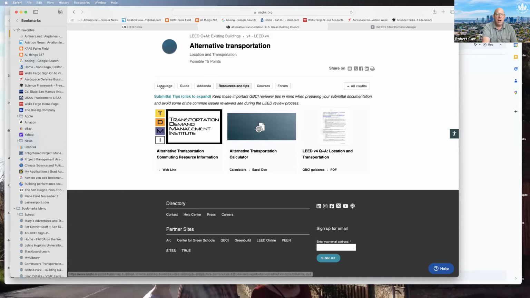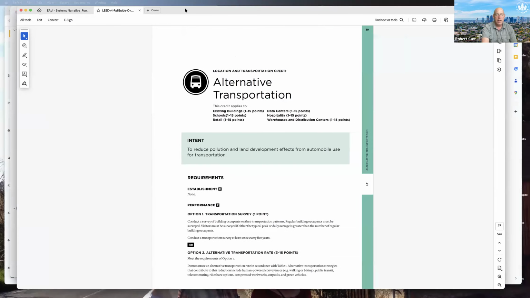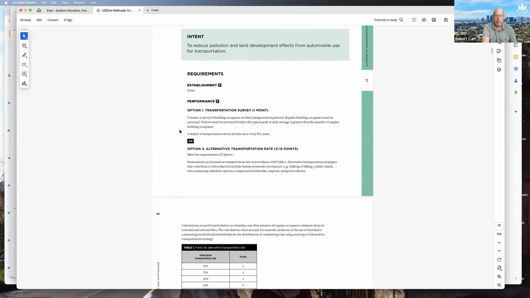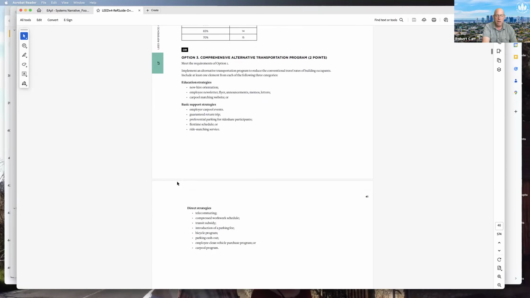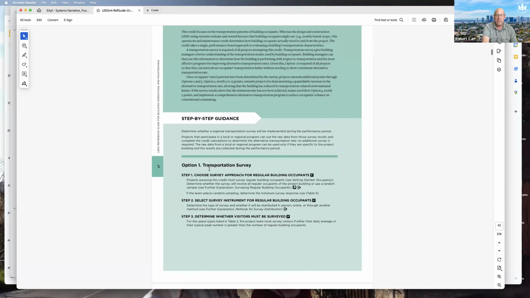Lastly, what I want to show you is why the reference guide is so important. Here is the reference guide, and here's the alternative transportation credit that we're going to be looking at. As you notice, the requirements and establishment are exactly the same. Everything you see on the LEED credit library is the same, including this table about how many points and the different options. But what you don't get is all this stuff here, like how you actually implement the transportation survey, things you need to do.